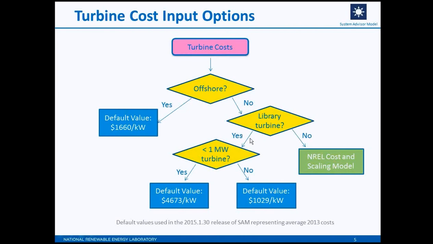to estimate the cost for that turbine based on your inputs. If it is a library turbine, then we have two different defaults depending on whether the turbine is smaller than 1 megawatt or greater than 1 megawatt. And you'll notice that these default values are all in units of dollars per kilowatt, so it will adjust based on the size of your farm and turbine.